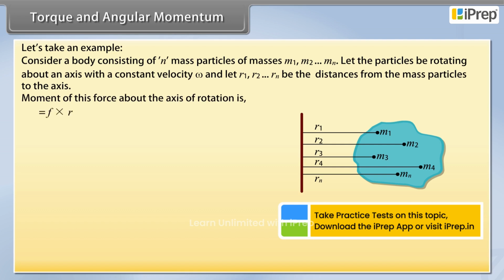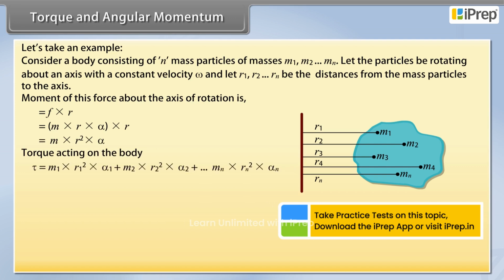By putting the value of force, we get m into r into alpha into r, which is equal to m into r square into alpha. Torque acting on the body is given by tau is equal to m1 into r1 square into alpha 1 plus m2 into r2 square into alpha 2 plus up to mn into rn square into alpha n.